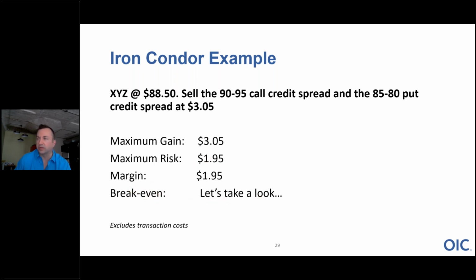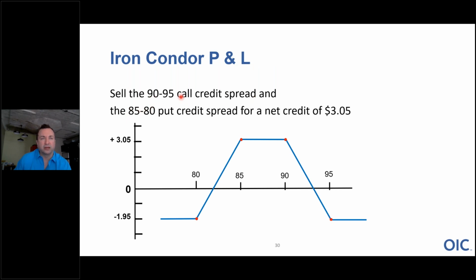Break-even point, let's take a look at break-even and calculate that. We have our spreads 90, 95, 85, 80, total net credit of $3.05. We've got potential risk on both sides, so we're going to have two break-even points. At what stock prices at expiration do we give back $3.05? We have obligations at these two interior strikes to sell stock at 90. Our break-even point would be when we give back 305, $3.05 above that, and we're obligated to buy stock here at 85, so break even is going to be $3.05 below that.